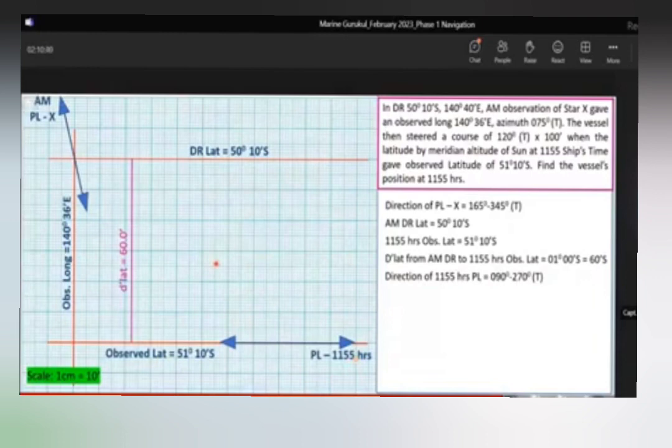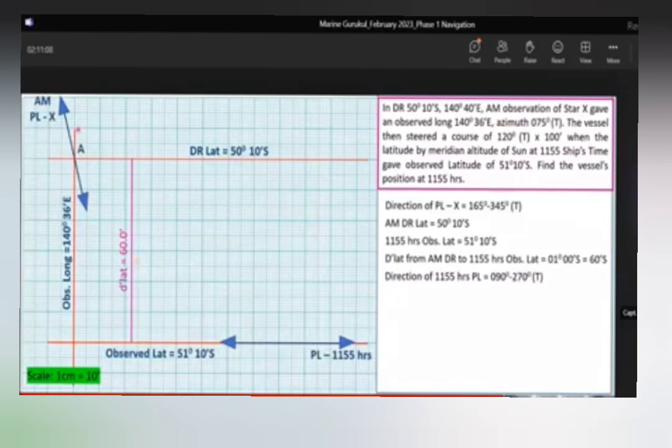Now we have two PLs, one for the morning time, second for 11:55. So to be able to deploy running fix or staggered method, as we call it, we have to transfer a point, and we've learned that we transfer any point on the first PL. And how do we transfer? We apply the run, we apply wind, we apply current, whatever is applicable in a given scenario. In this case, it's only the ship's own steaming.